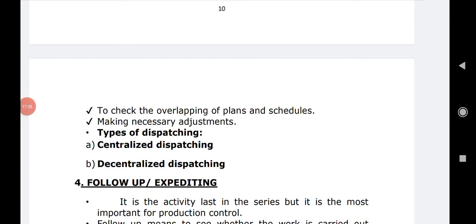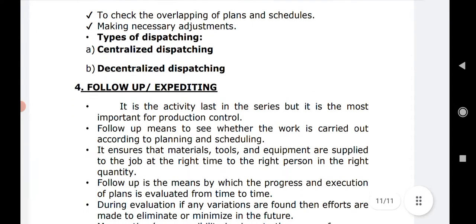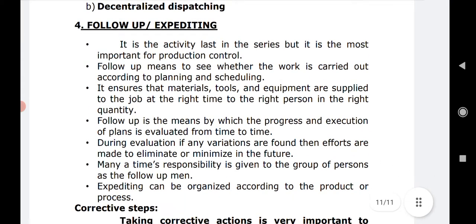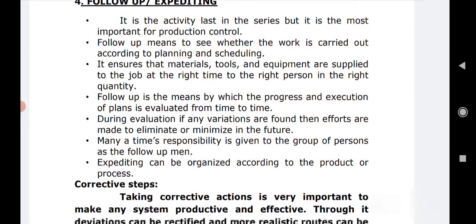Alright, the last function that comes up is follow-up, or expediting, right? Now what is this function? It is the last activity in the series, but it is the most important because it checks. It is a kind of controlling activity. Follow-up means to see whether the work is carried out according to the plans and scheduling or not. It ensures that materials, tools and equipment are supplied to the job at the right time, to the right person, in the right quantity.